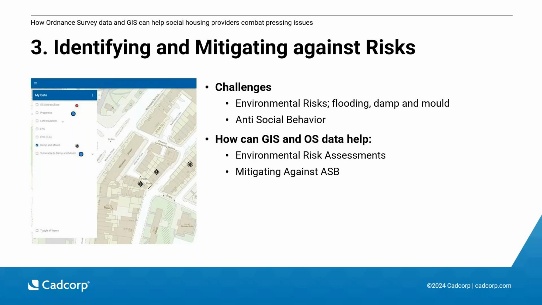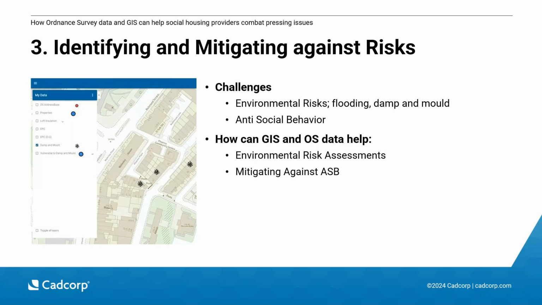So when overlaying the address-based data or MasterMap data over the Environment Agency's flooding data, you can easily view where properties may be at direct risk or close proximity to flooding areas. This allows the organisation to build strategies for vulnerable tenants and also look at mitigating against flooding and damp and mould in the future through evacuation plans or simply looking at buyouts or disposals of properties that may be affected.